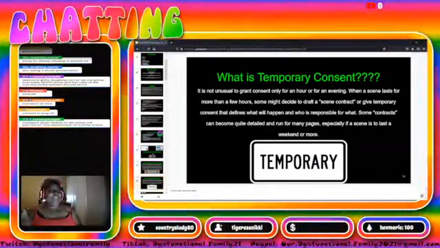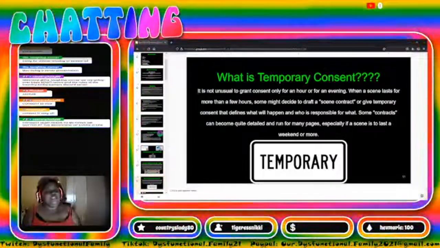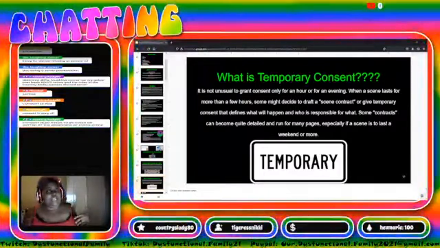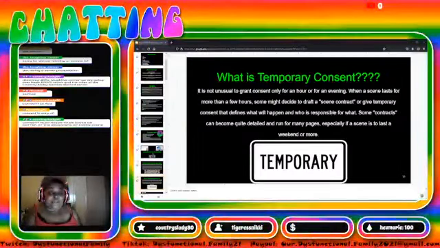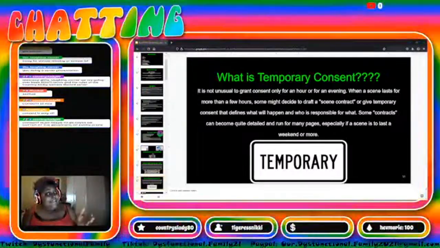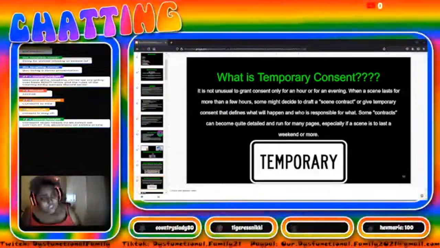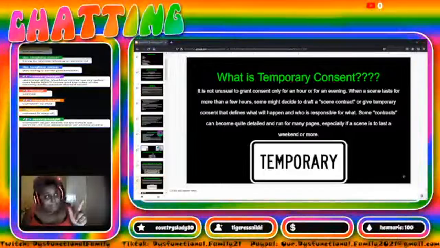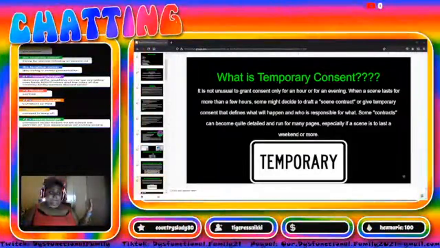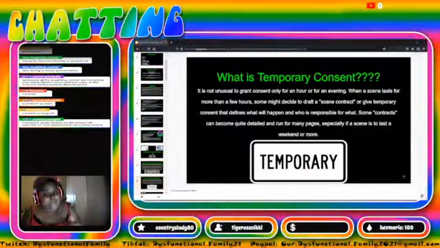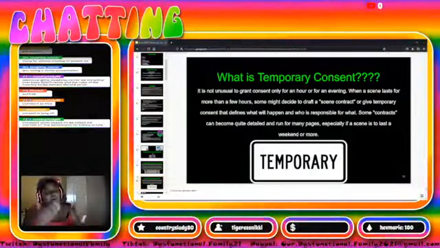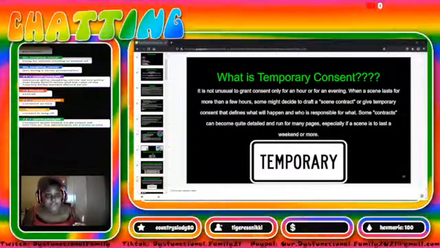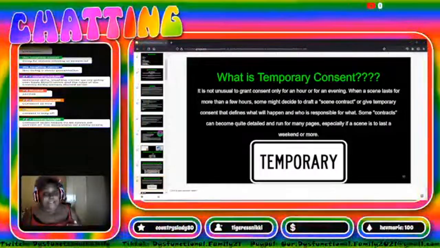So, temporary consent is consent that you grant for like an hour or so. Let's say you have a play partner, someone that you're not exactly in a dynamic with, but you want to play with on a casual Friday night. That is considered temporary consent. It's a scene that lasts for more than a few hours. You may draft some sort of a scene contract or give temporary consent that defines what will happen and who is responsible for what. Some contracts can be very lengthy, and they can last from either a scene to a weekend. It just really depends on the amount of time that you all have discussed. Make sure you're discussing every little detail. You don't want to leave any question for anything. Ask too many questions. It's the best way to do it.